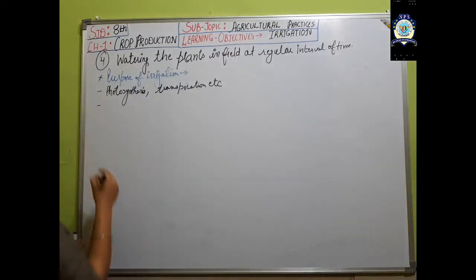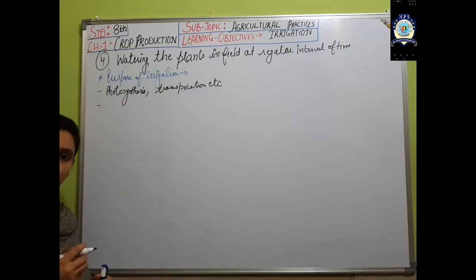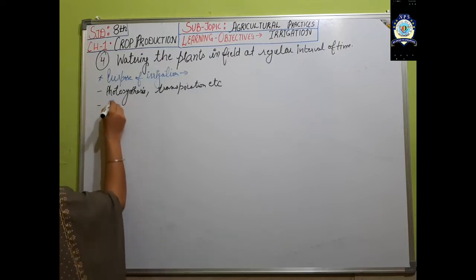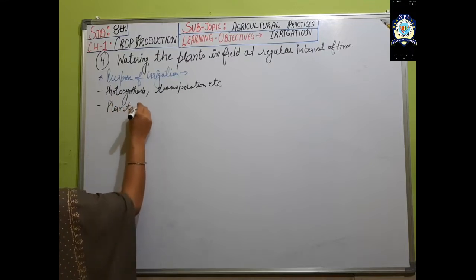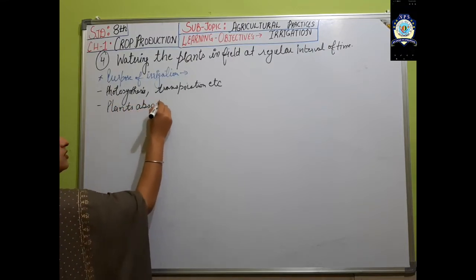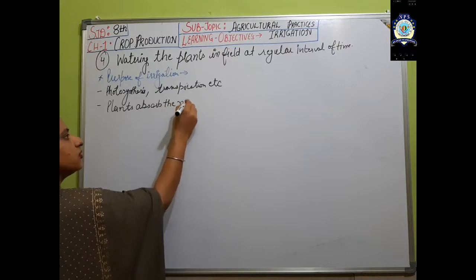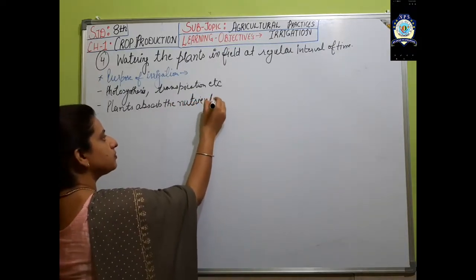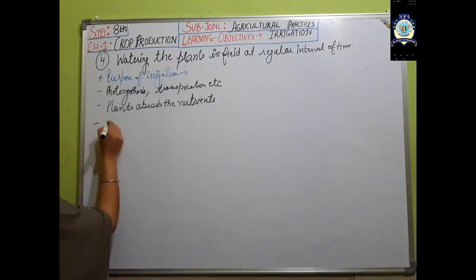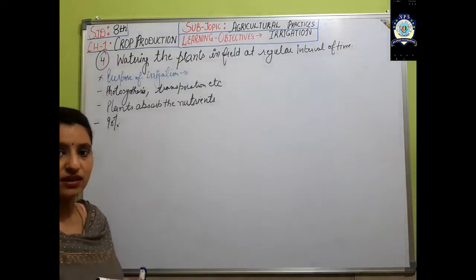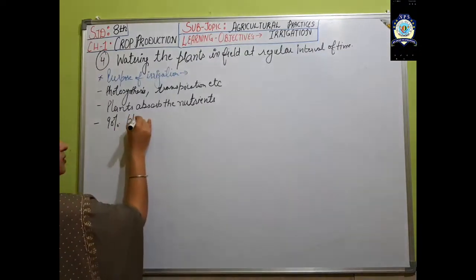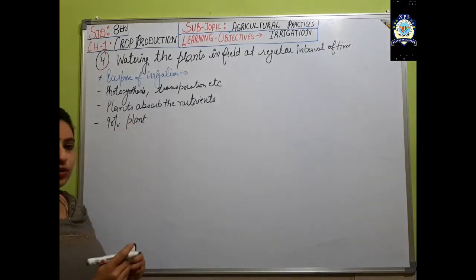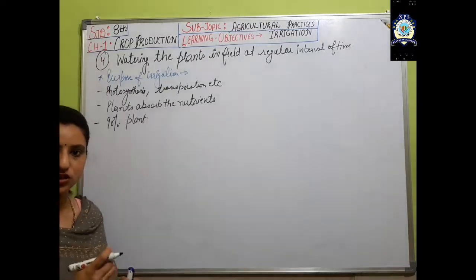And next, irrigation is very much required because with the help of water, the plants absorb the nutrients from the soil. Then, as you can say, 90% of the weight of the plant comprises water.